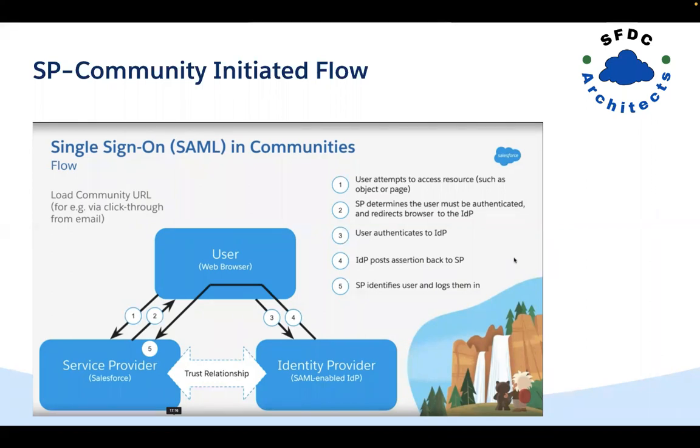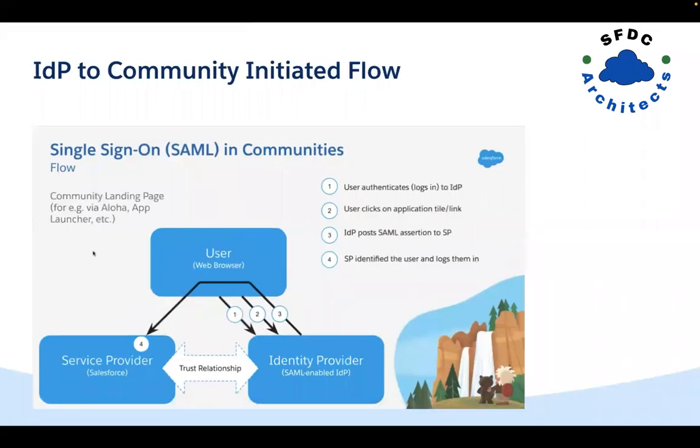Okay. The next flow is going to be IDP to community initiated flow. So this one is going to be more where, let's say it's an employee community and you have it set up for your org. You created it as not a Salesforce CRM application, but some employee app. You're going to put it in your IDP. Maybe it's Microsoft Azure or something else like that, Okta or Pingfederate.